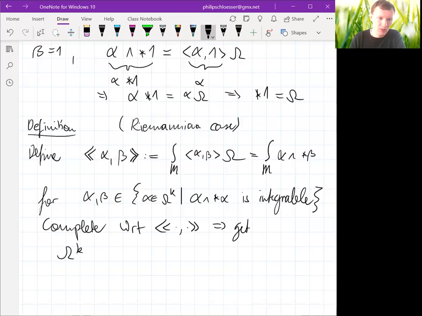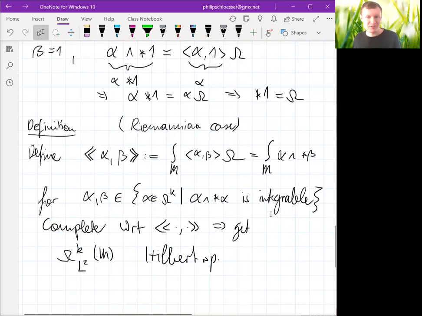And I guess you could call it Omega^k L2 of M, whose elements are not smooth functions anymore, or anything smooth. So this is a whole lot bigger, a whole lot more ugly, but it is a Hilbert space of differential forms, and you can do functional analysis on that. And that was really all I wanted to say.